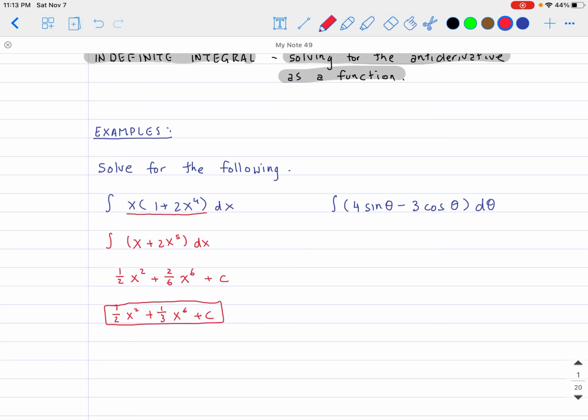Okay. For the right-hand side, same idea. I want to solve for the antiderivative of 4 sine of theta minus 3 cosine of theta.